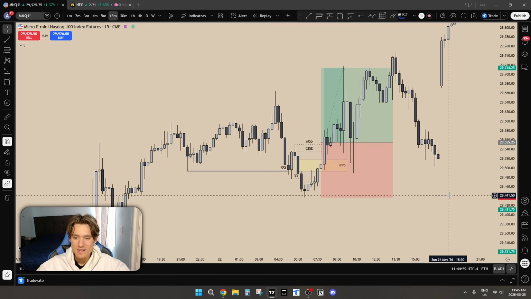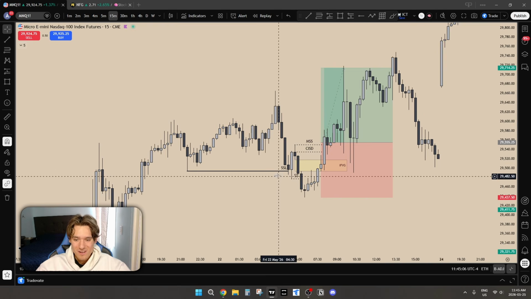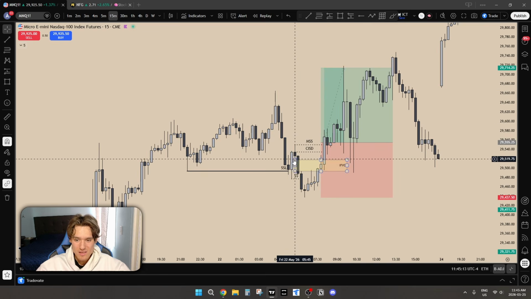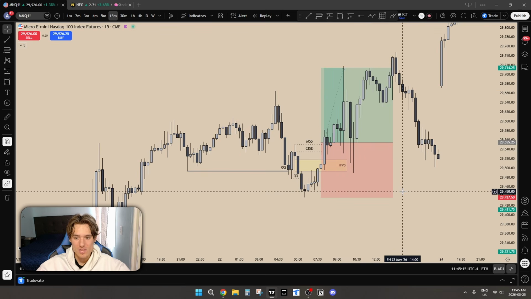Guys, trading is seriously not that complicated. It's as easy as this. So sell side liquidity gets taken, look for that manipulation, look for that market structure shift or change in a state with that inversion, and you can catch that move.